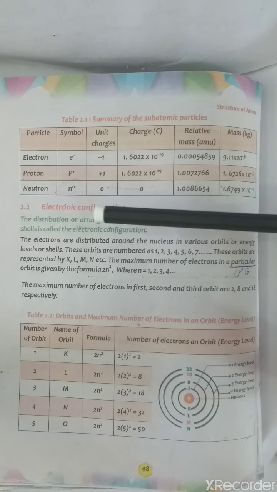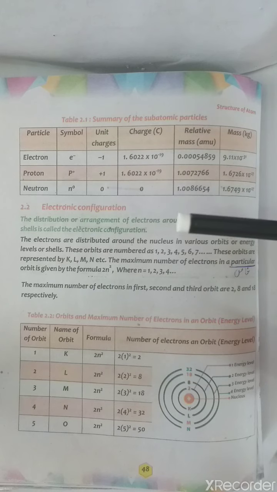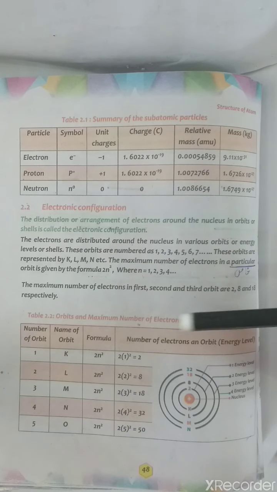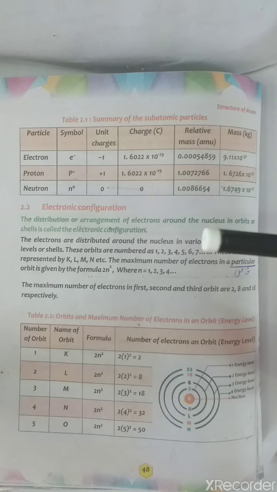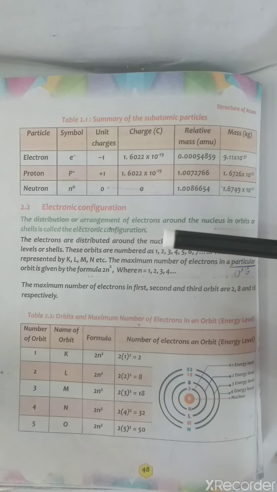It means when you distribute or arrange electrons, each and every atom is having electrons in them. So the arrangement of electrons in the orbits, shells or energy levels, when you arrange electrons accordingly, that is called the electronic configuration.